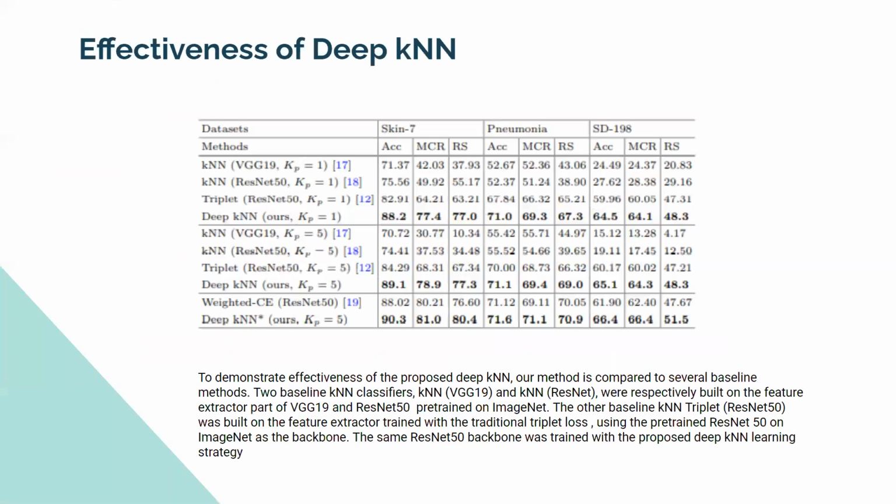And here we discuss the effectiveness of deep kNN compared to all the other models. To demonstrate the effectiveness of the proposed kNN, we took several baseline methods, such as two baseline classifiers: VGG-19 and DenseNet, where VGG-19 is used for medical classification, and one built on a feature extractor of a pretrained ResNet-50. The other baseline can be interpreted as the third part here.